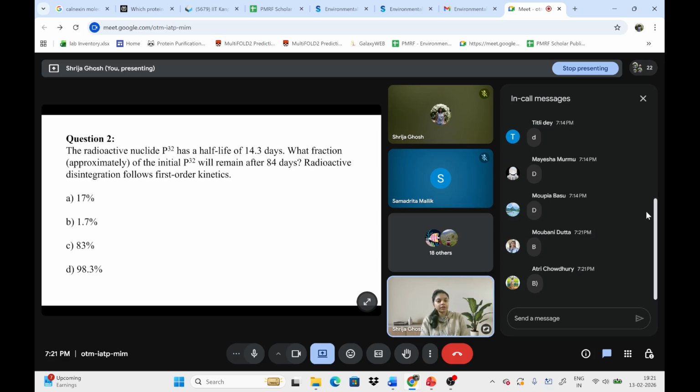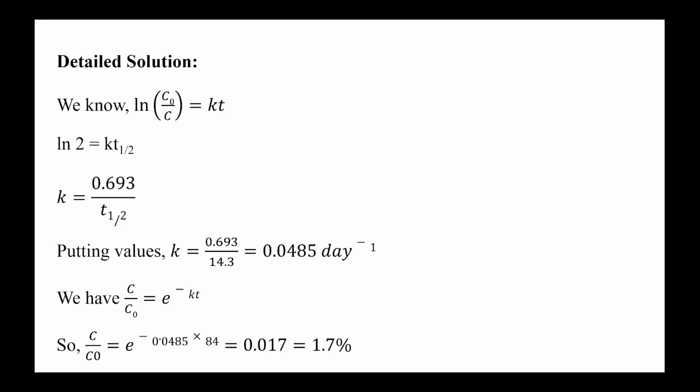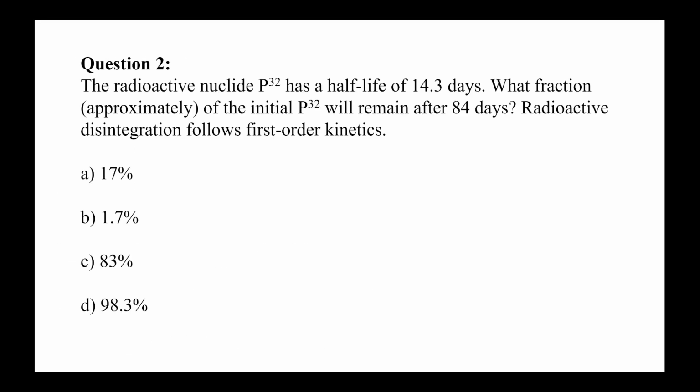Okay, I have 2 answers already in the chat box. Option B. Okay, 4 people. Most of you are answering option B. Let's see the correct answer. The correct answer is option B, 1.7%.